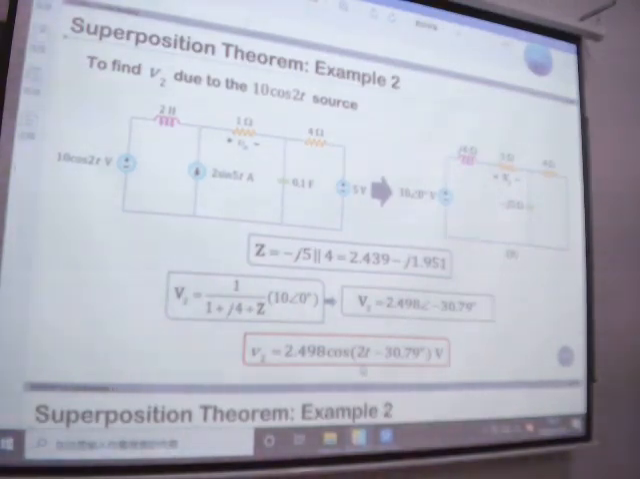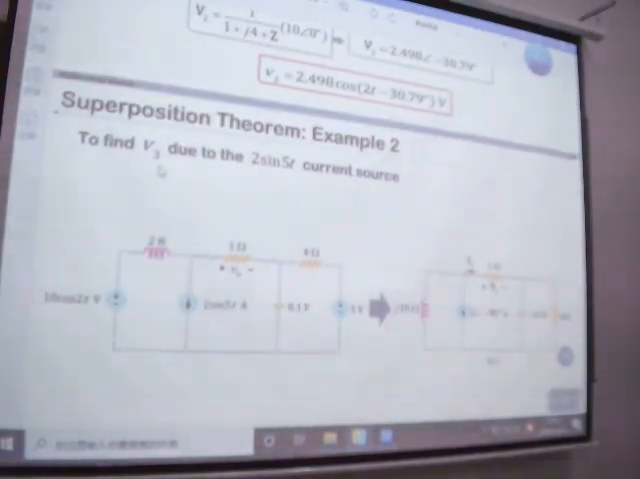Because we already know omega is 2, right? So it's amplitude times cosine of 2t minus the phase angle. Clear? Okay. Then for the third one, we need to find the 2 sin 5t. If this source walks along, short this one and short this one. Okay? If this one is short, we get this one. If this one is short, we get 4 ohm. And we transfer all the elements to the phasor domain, and we get this figure.